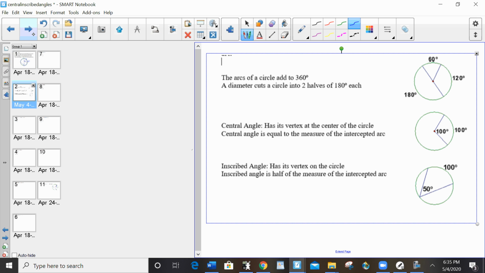Here are the notes for this. This is in the front of the packet. Everything we just talked about is here. It shows that the full arcs, if you add these all up, add to 360. This diameter is drawn, so these 2 add to 180. 60 and 120 is 180. A central angle is the same as the intercepted arc. 100 is equal to 100. And the inscribed angle, if the vertex is on the circle, is half of the intercepted arc.